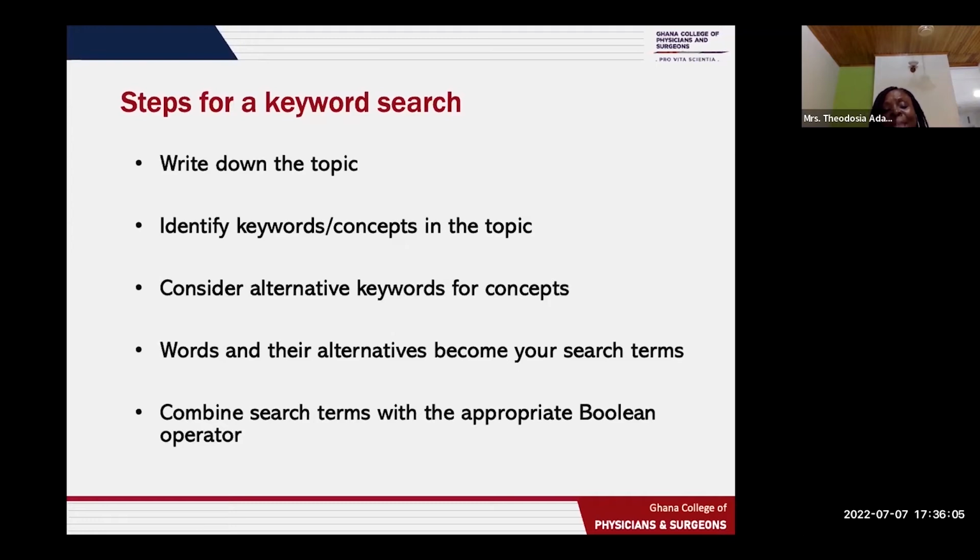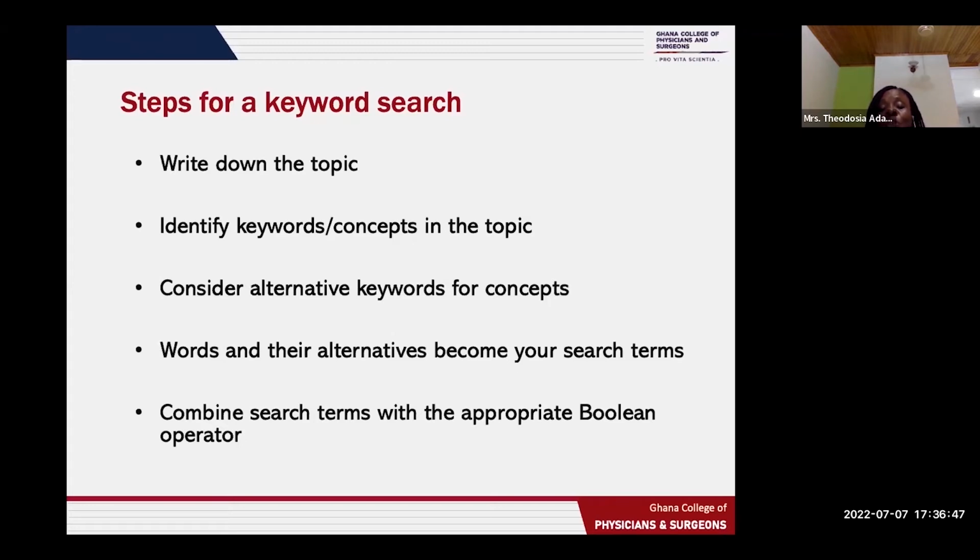We are better able to identify the alternate concepts if we are familiar with the literature, if we have read widely and understood the area of our research. Having done that, the words that we've identified and their alternatives become our search terms. So that's the process through which we go. We first identify the keywords or the concepts in the topic. We try and find the alternate keywords or concepts. These key concepts that we've identified become our search terms.